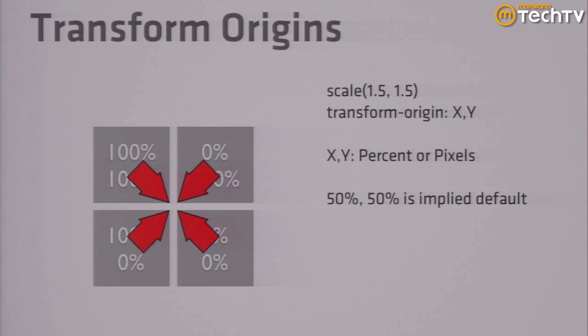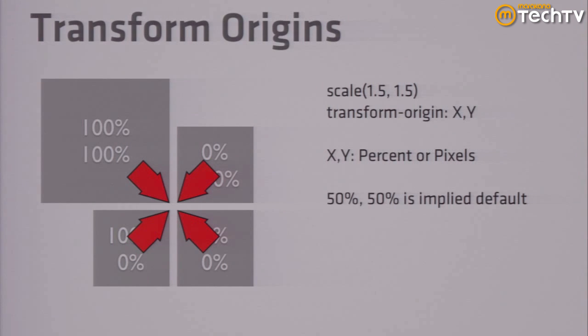Second topic on transforms, transform origins. By default, if you scale something by 150%, it will scale it around the middle. If you don't specify a transform origin, it will take the middle of the div it's in. If you do specify a transform origin, you can specify it in either pixels or in percentages of the computed size of the current div.